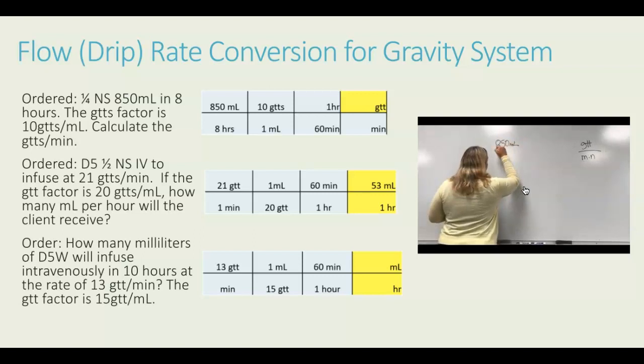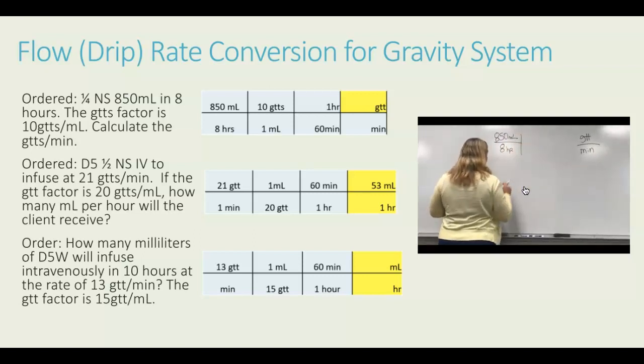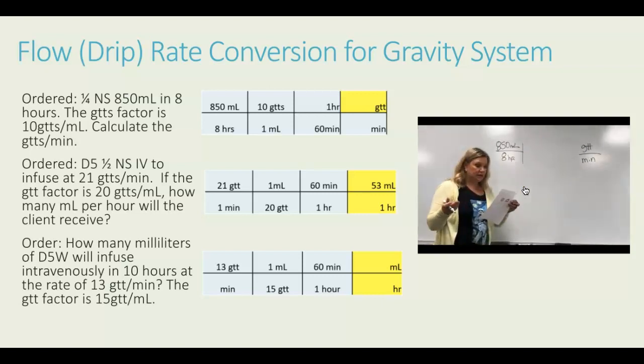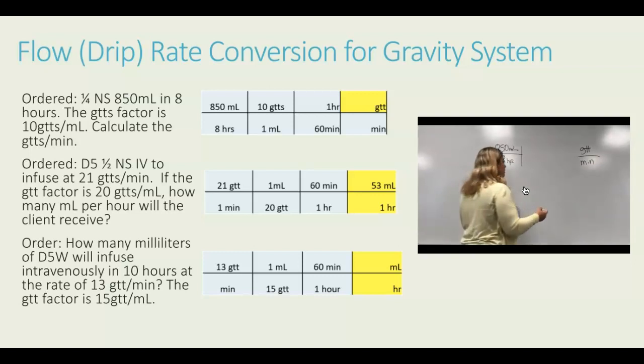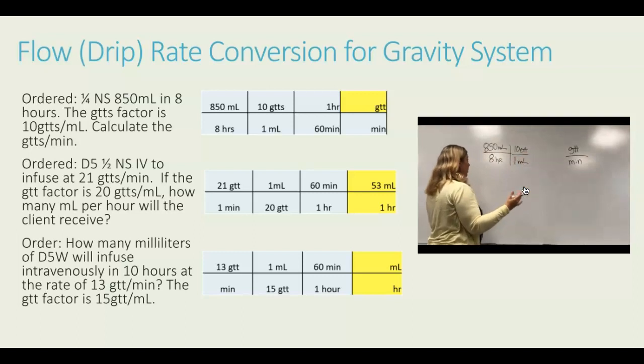850 milliliters in 8 hours. That's what we're given. Okay, my drop factor on my IV set is 10 drops per milliliter. And look, I have drops here, so I know I want to put drops on the top. So 10 drops in 1 milliliter. So let's see where we're at.